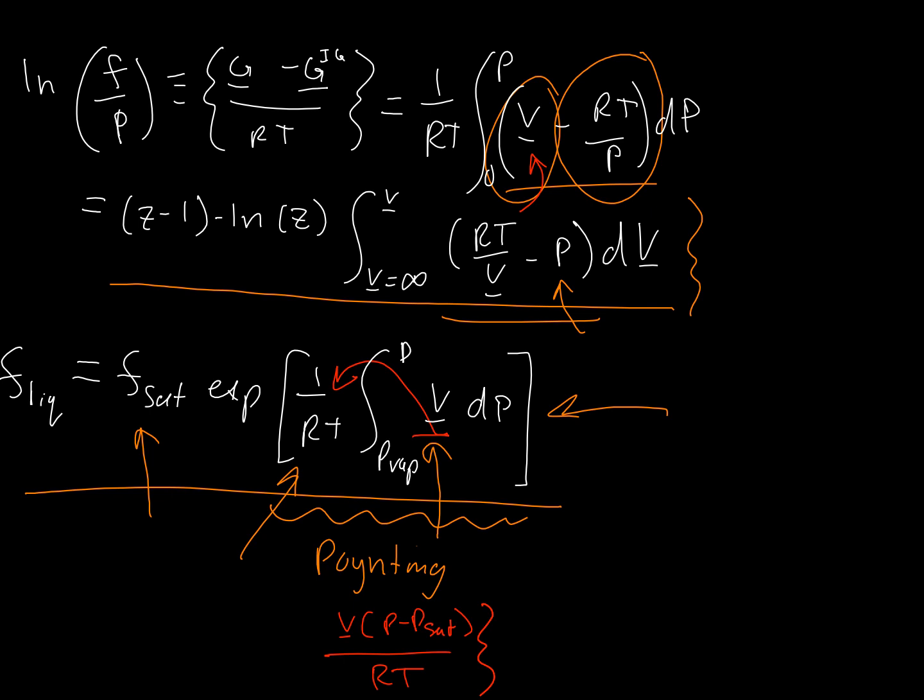So that F saturation would be what we get from the previous equation, right? Right, because the fugacities are constant across the phase change. So that's how you can get it from the previous ones.